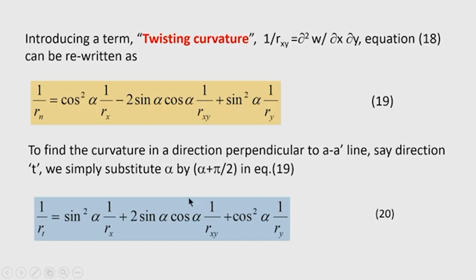One interesting thing you can note here, if I add these two quantities, that is 19 and 20, you can see the middle term will get cancelled, and 1 by r n plus 1 by r t will be cos square alpha plus sin square alpha into 1 by r x plus cos square alpha plus sin square alpha into 1 by r y.